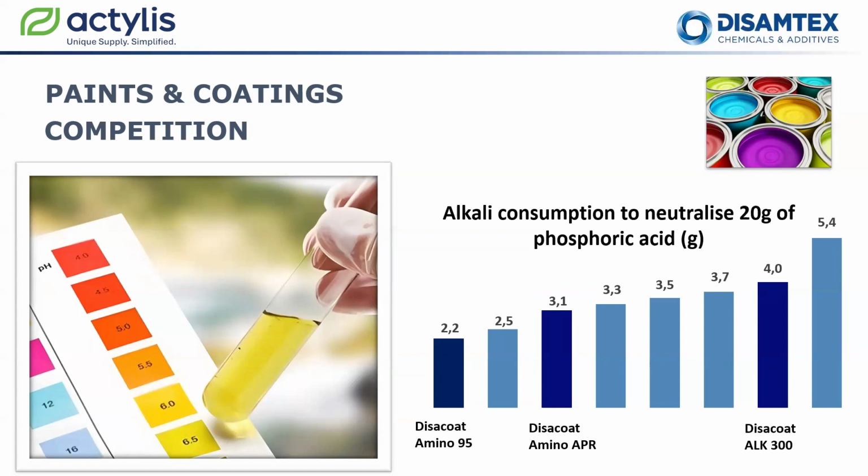A lower value means the product is more efficient, as it needs less material to reach the same neutralizing effect. A higher value means it's milder, requires more product to achieve neutralization, which often gives better control and more stable pH adjustment in paints and coatings. Amino 95 is just the more concentrated version of APR.